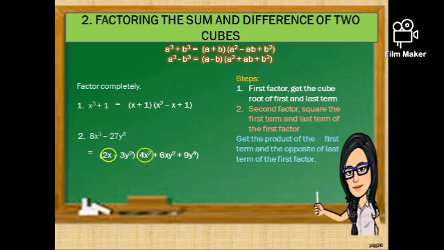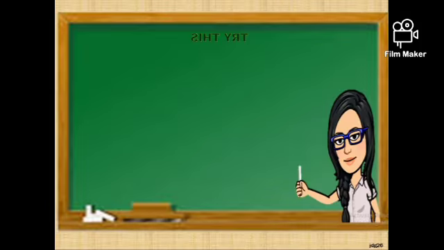2x times 2x is equals to 4x squared. Negative 3y squared times negative 3y squared is equals to positive 9y raised to 4. 2x times 3y squared is equals to positive 6xy squared. Let's try this. Factor completely. You can pause the video to answer the given problem.